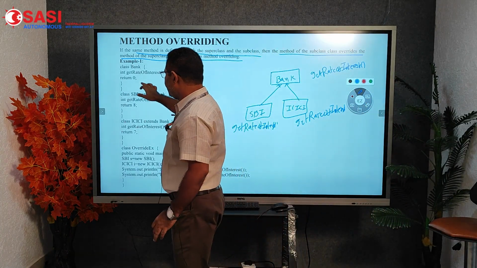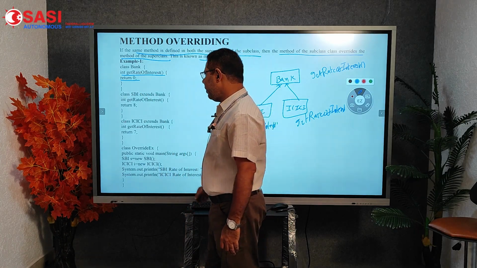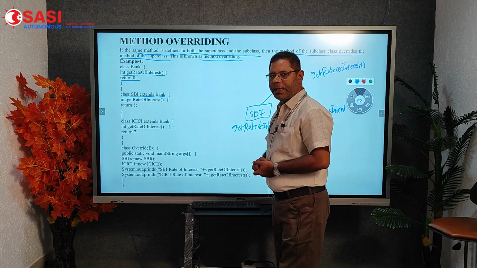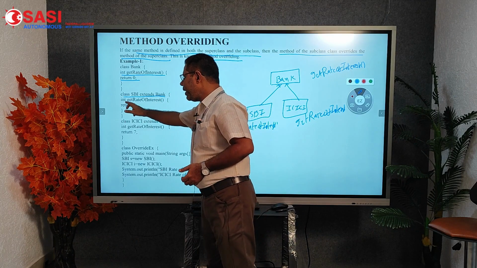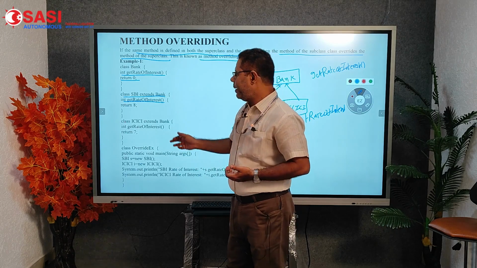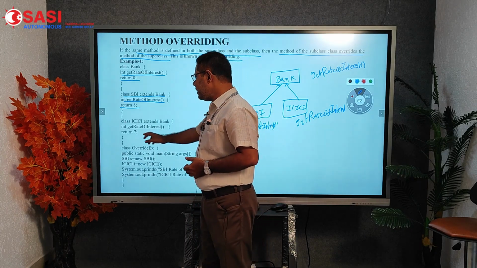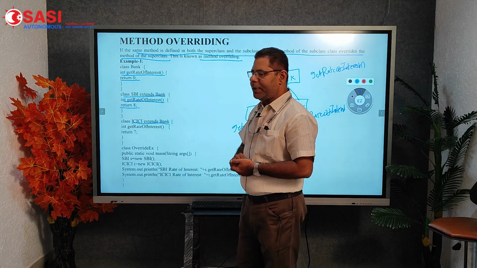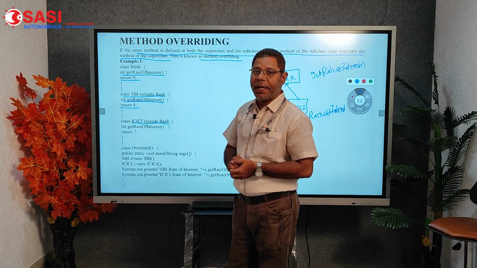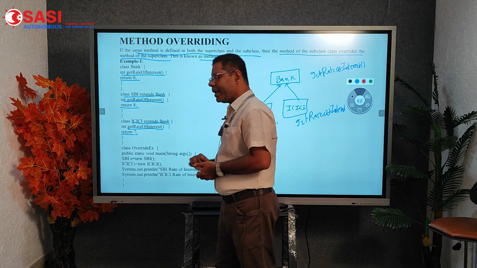Now we can see the base class getRateOfInterest method returns 0. Similarly, SBI extends bank, that means the SBI class uses the properties of the bank. We are writing the same method, getRateOfInterest, so we are overriding the method getRateOfInterest, which returns 8. Similarly, the ICICI class extends bank, that means the ICICI class can use the properties of the bank. Here we are overriding the method getRateOfInterest, which returns 7.